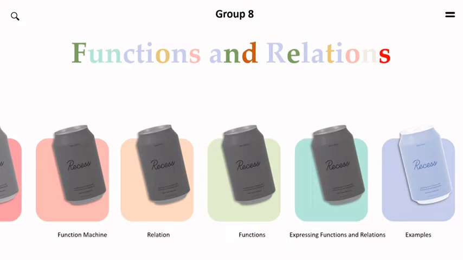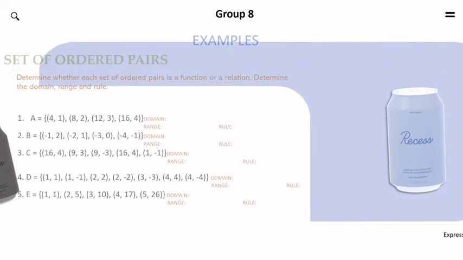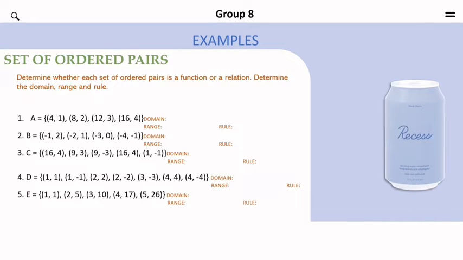So are you ready to test how well you understood the lesson? Let's go! We have 5 examples or activities for each of the different ways of expressing functions and relations. First, we will have the set of ordered pairs. We will answer it together. These are 5 examples of the set of ordered pairs. Determine whether each set of ordered pairs is a function or a relation. Determine the domain, range, and rule.